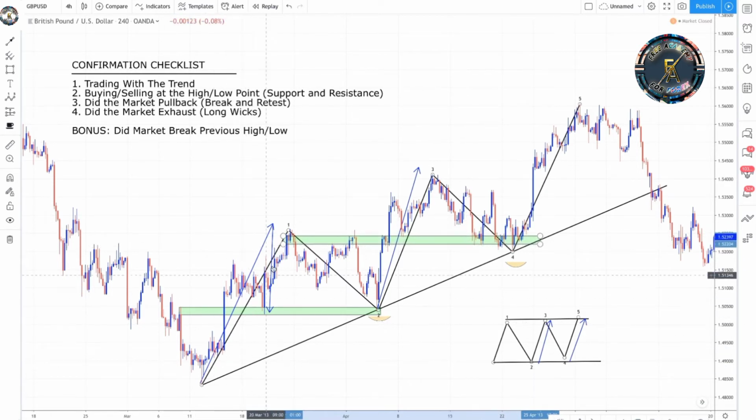As you get good at identifying the market breaking and retesting these levels, you'll understand how the market works in unison with the trend forming higher highs and higher lows, price meeting areas of support, and the concept of break and retest, or the market pulling back.